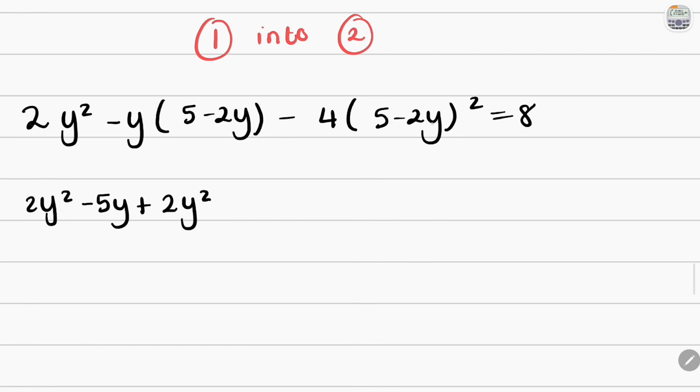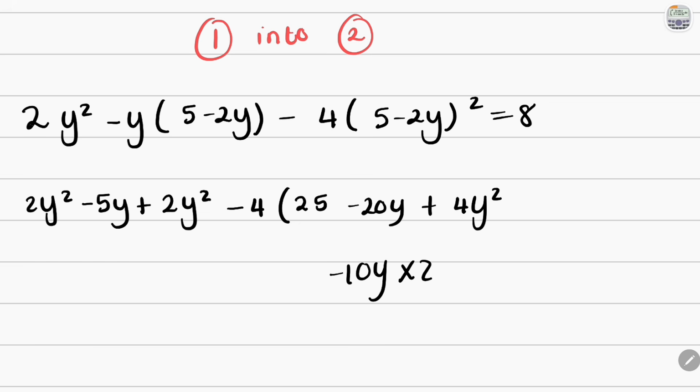And this now, you see that it has a squared. So you need to first distribute what is squared. So we have minus 4, and then times the first term squared is 25. The last term squared is positive 4y squared. First times second term is negative 10y. Then you times that by 2, which is negative 20y.